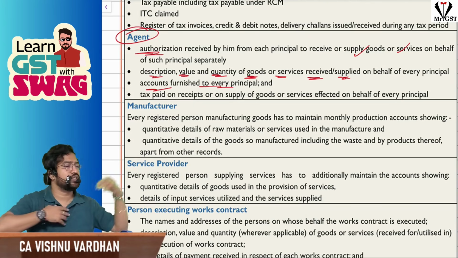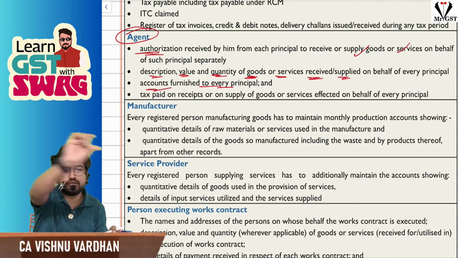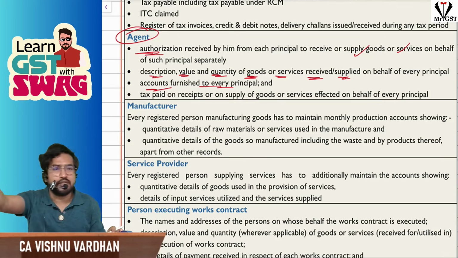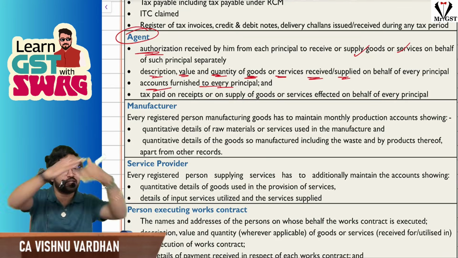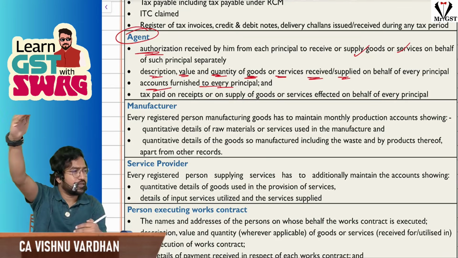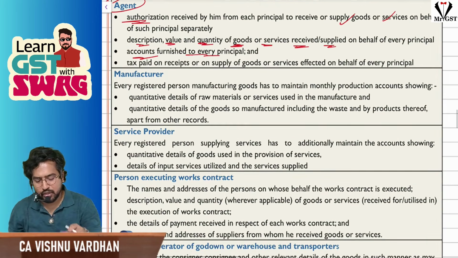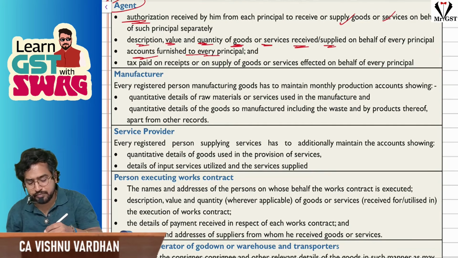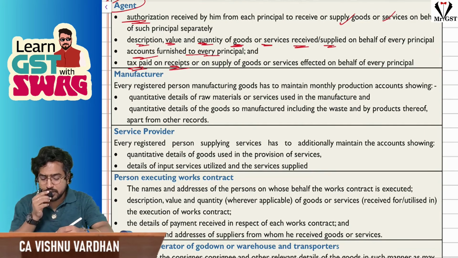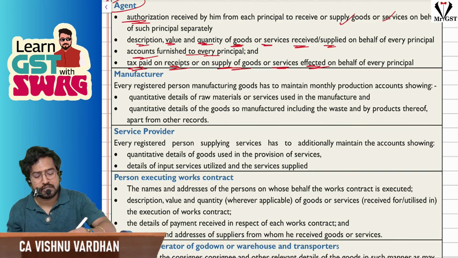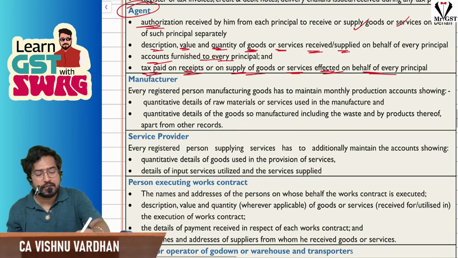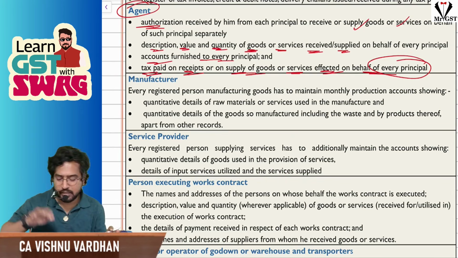Like this: sir, 10,000 kgs you have sent, I have sold this for so and so price, balance 50 kgs I am returning to you, and this is the commission I have charged, deducted everything, you will send one statement, correct? So all those details, you should also maintain a copy. Next, the tax paid on receipts or on supply of goods or services effected on behalf of every principal. Principal-wise, you should maintain the details.